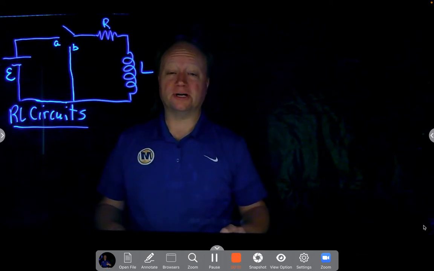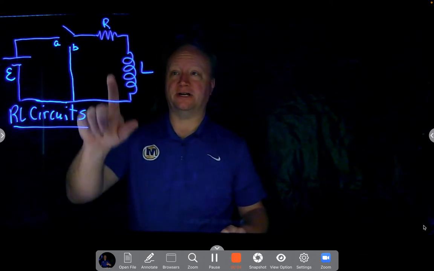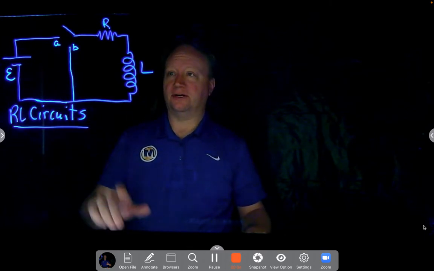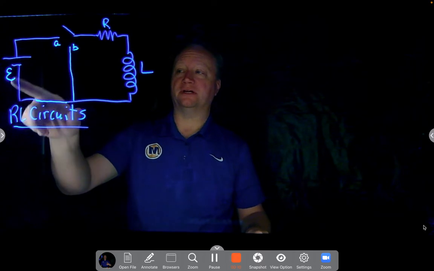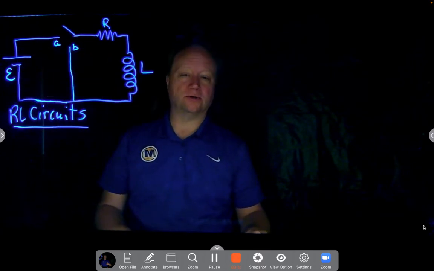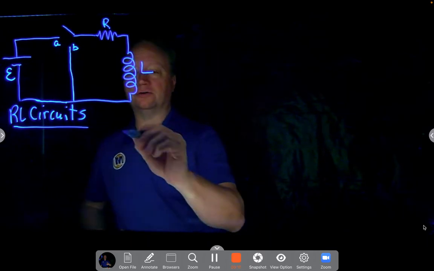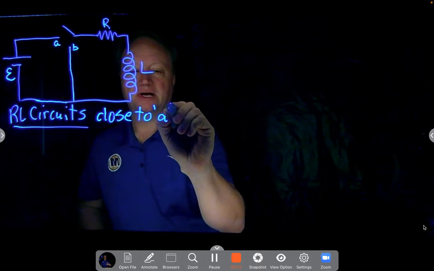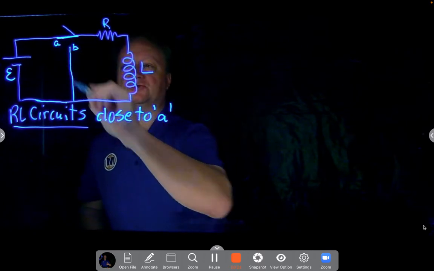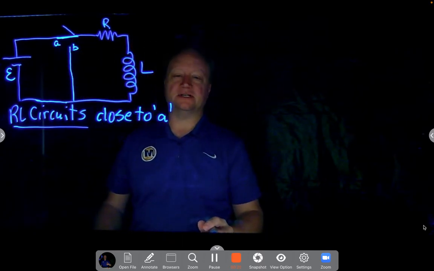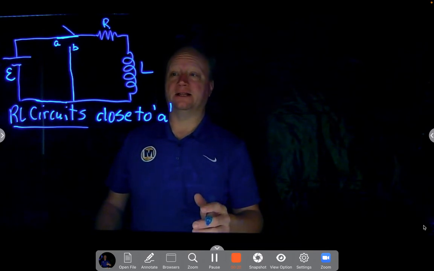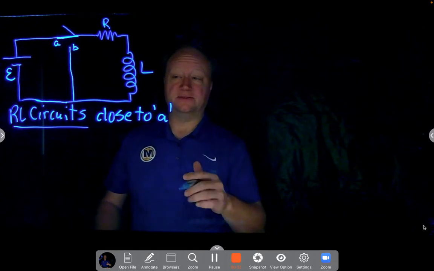Let's ponder RL circuits. An RL circuit has a resistor, an inductor, and a battery. We've got a switch in the middle whereby we can either connect to the battery or not. So if we consider, first of all, closing that switch to A, we put the resistor, the inductor, and the battery into the circuit. If we want to analyze this, we're going to look at the loop rule.